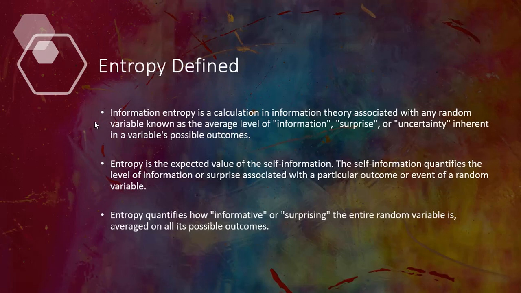First, information entropy is a calculation in information theory associated with a random variable, and it's thought of as the level of information or surprise or the uncertainty inherent in a variable's possible outcome. Entropy is the expected value of the self-information, so that's the value of the surprise. Entropy also quantifies how informative or surprising the entire random variable is.